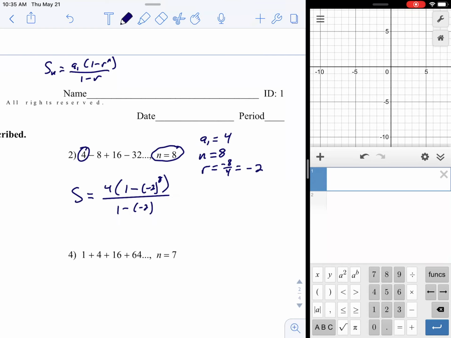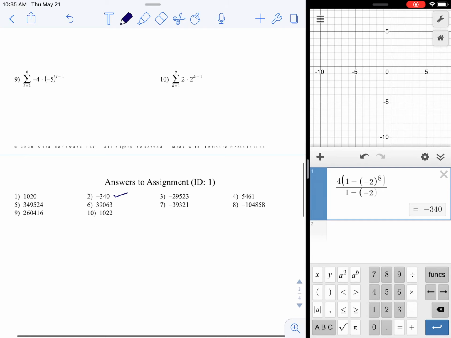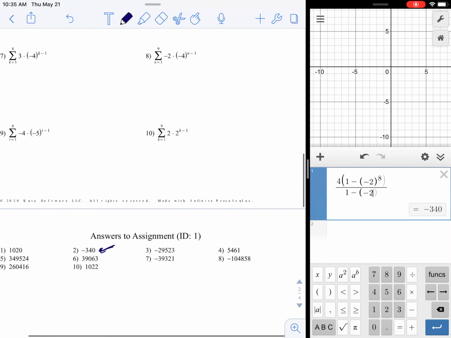If I type this into Desmos, it should just flat out give me the answer. So 1 minus -2 raised to the 8th, that should be -2, all over 1 minus -2, and we get -340. Let's check the answer and see if that's right. And there's a check mark right there. It is right.